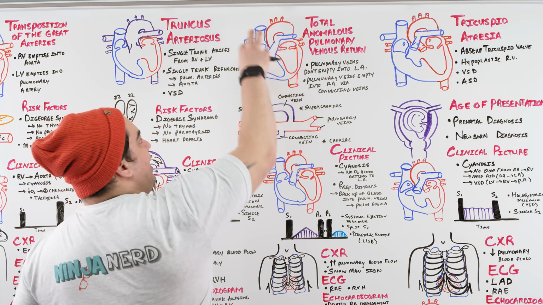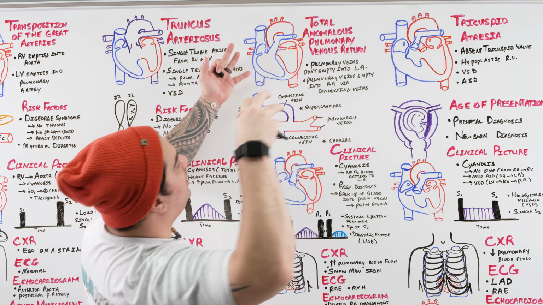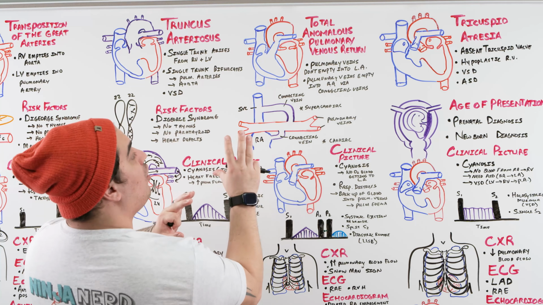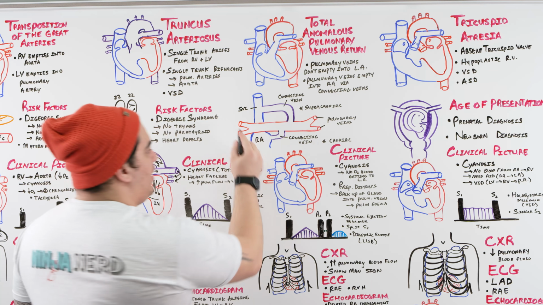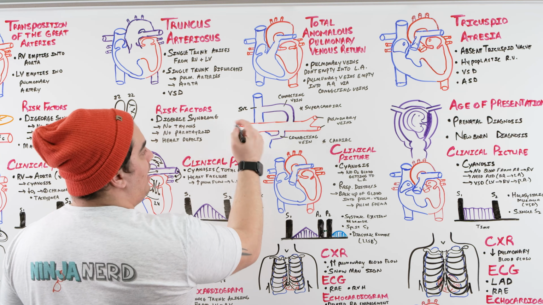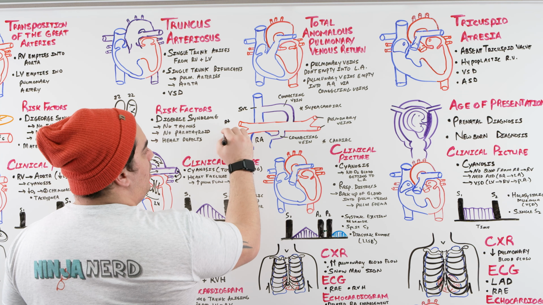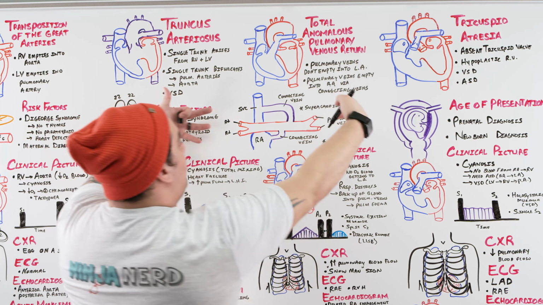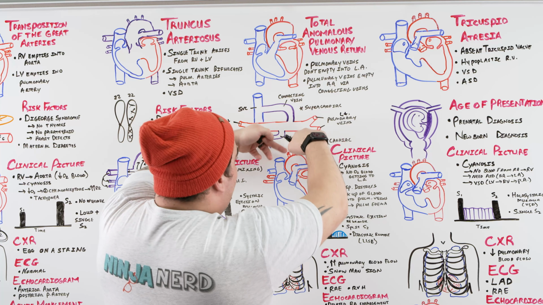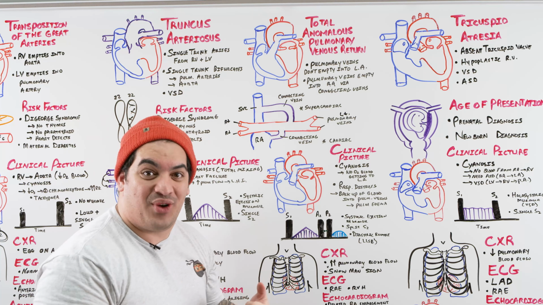It's hard to see in this diagram, so imagine I'm looking behind the heart. Here's another diagram that gives a better view. Here are our pulmonary veins. These would be the right pulmonary veins, and these would be your left pulmonary veins. They both come together and then empty into the left atrium.